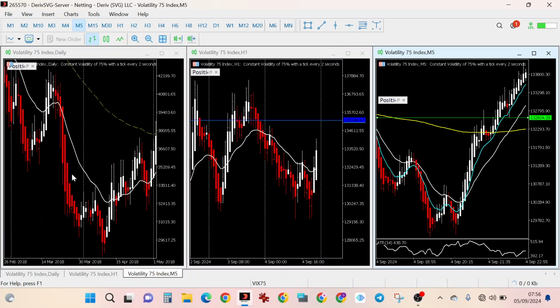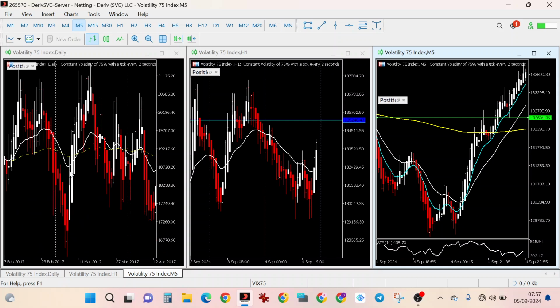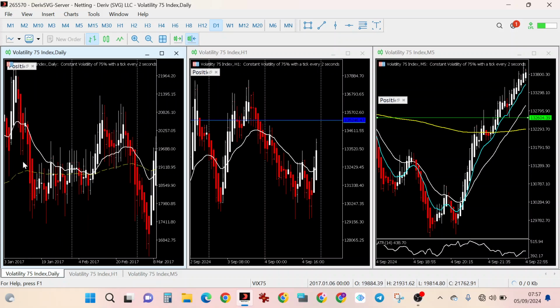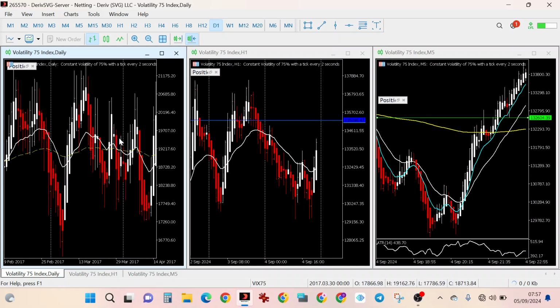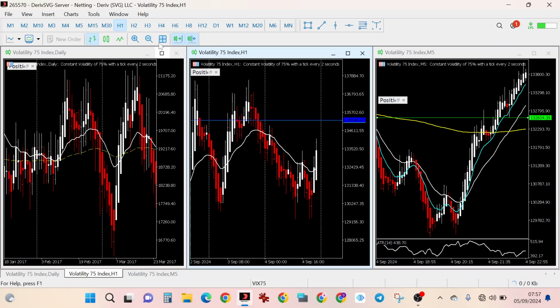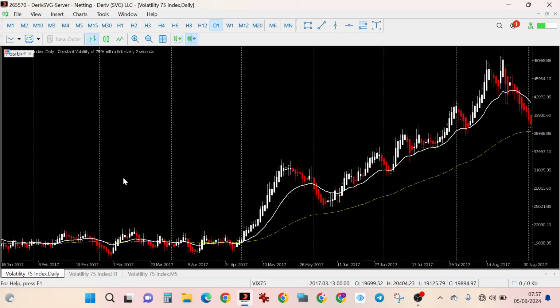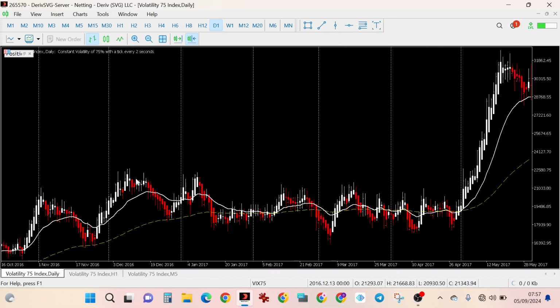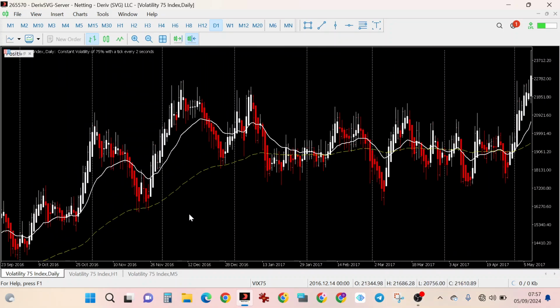So you will find your trend, or your price action chart, on the daily. You find your setups on the 1 hourly, and you enter on the 5 minutes. So first of all, on the daily, we are not looking for any strategy really. On the daily, what you're looking for is price action, what the market is actually doing.